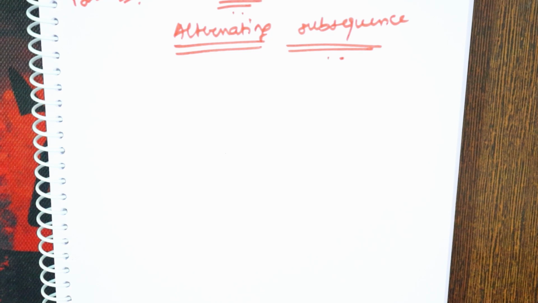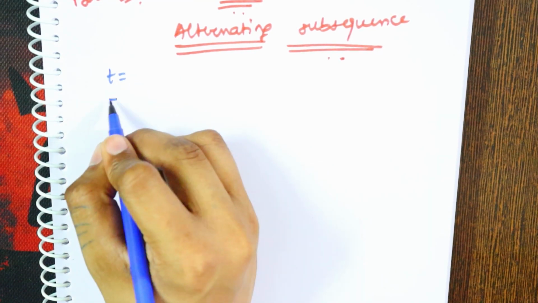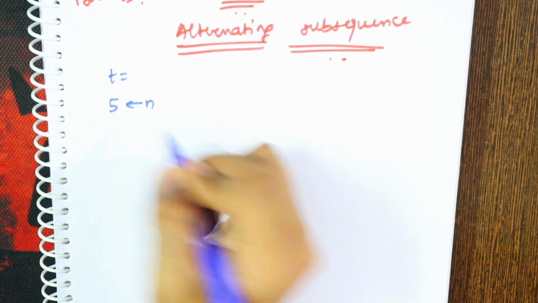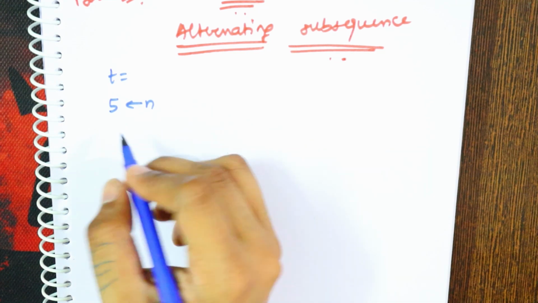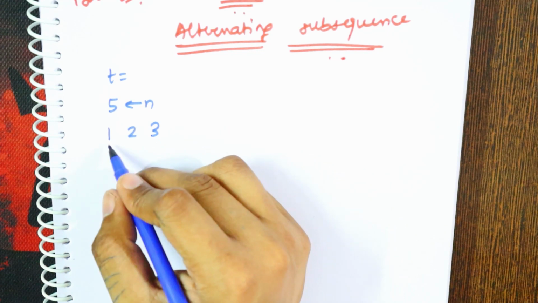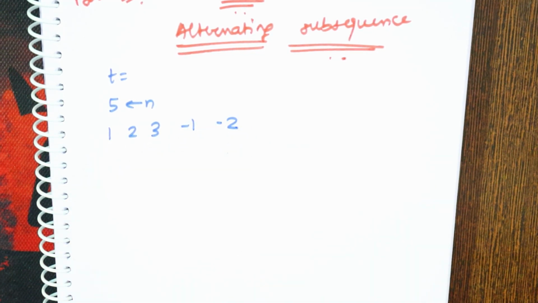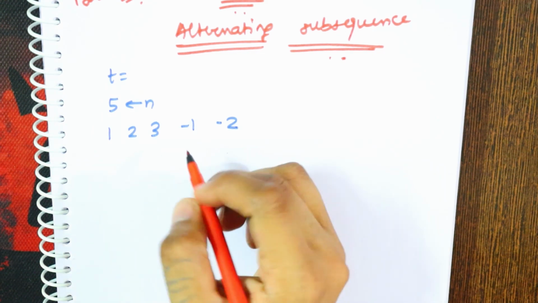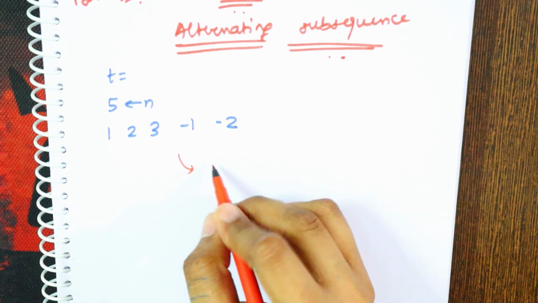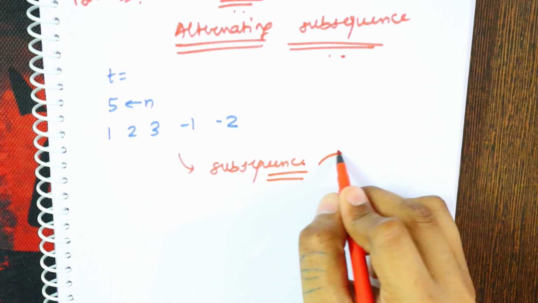So let's start. First I will explain with an example. First we will have t, then we will have n, which is the number of elements in the array. Then we will have the elements of the array. Here the elements of the array are 1, 2, -1 and -2. What we need is a subsequence whose length is maximum.